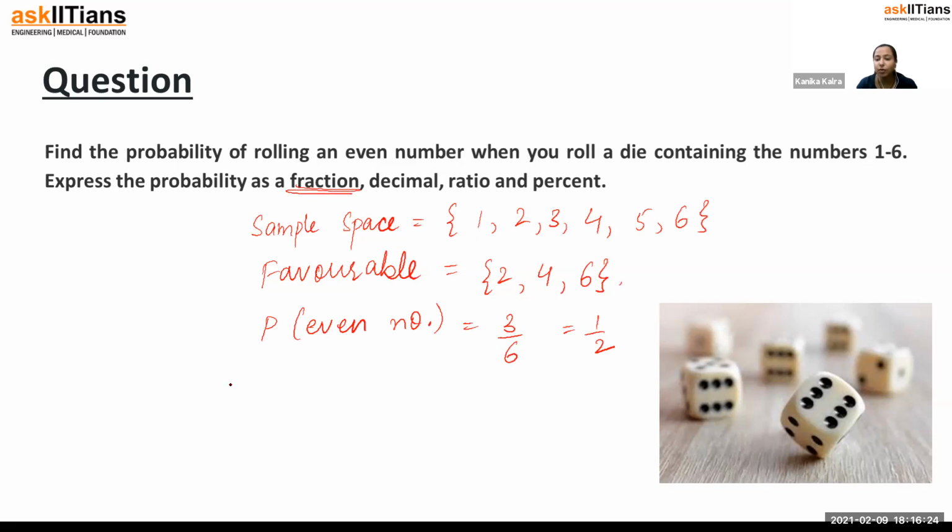Now, if you want to convert it into a decimal, that would be 0.5. Ratio would be 1:2. And percentage would be 50%. Or you can simply find it by multiplying it with 100. You will get 50% as the result. I hope the question is clear.